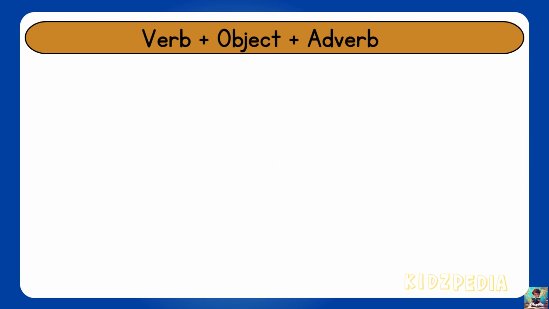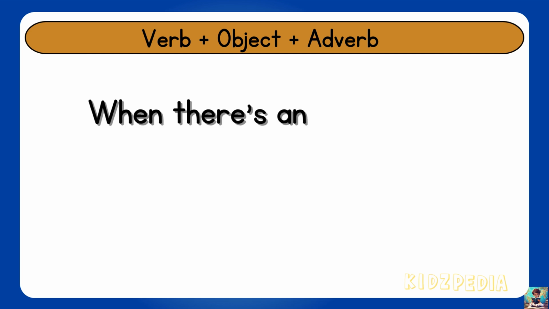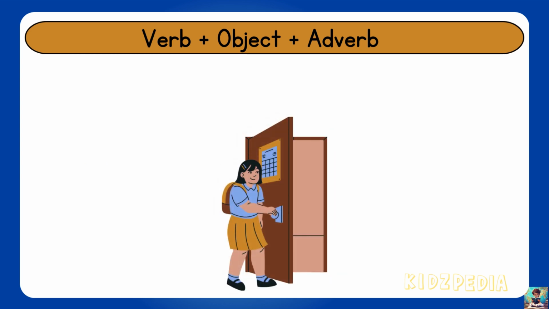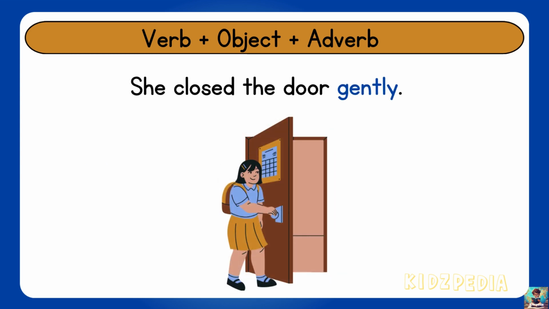Verb plus object plus adverb. When there is an object, the adverb usually comes after the object. Example, she closed the door gently. In this sentence, the adverb gently comes after the object door, which comes after the verb closed. The adverb gently describes how the door was closed.